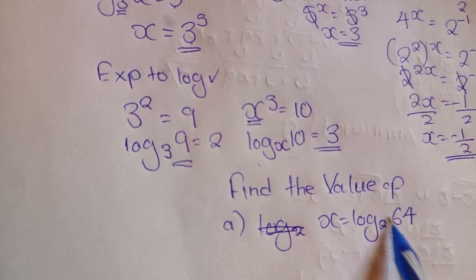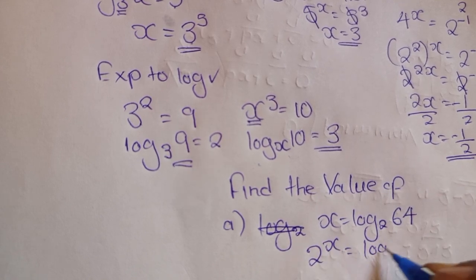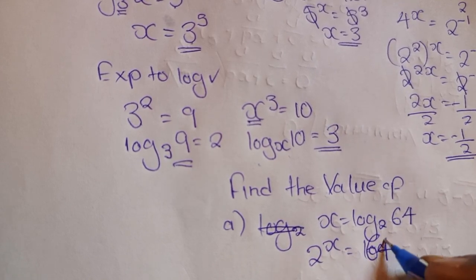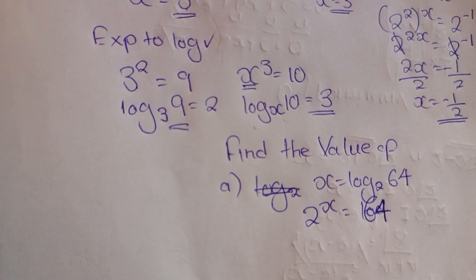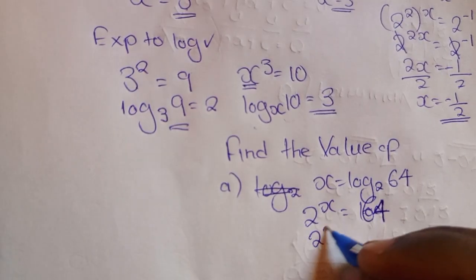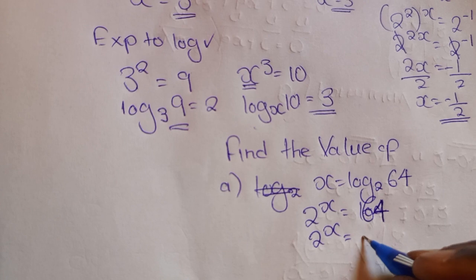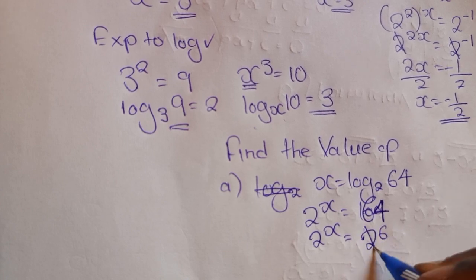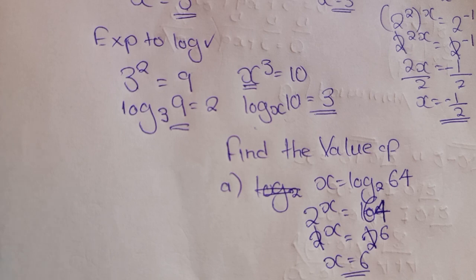So we know for sure that this can also become 2 to the power x being equal to 64. We are now dealing with the conversion of logarithm to exponential. Then, like the equations we solved above, this becomes 2 to the power 6, where these two bases can cancel and x is equal to 6. So this is how you solve this.